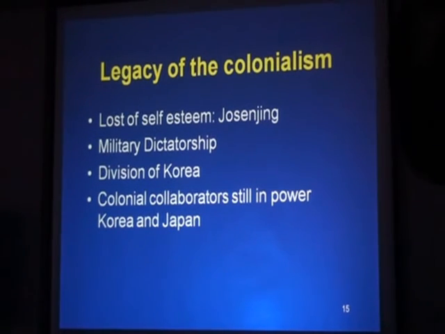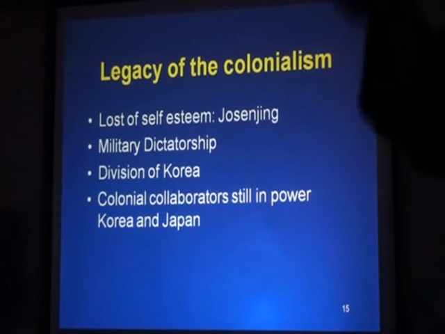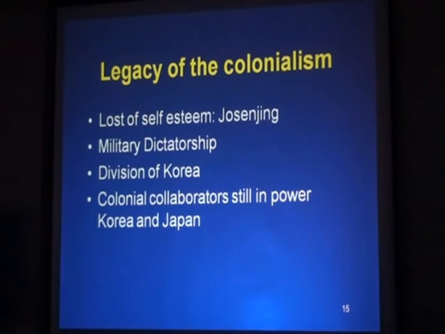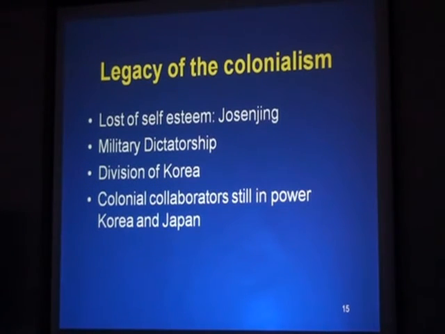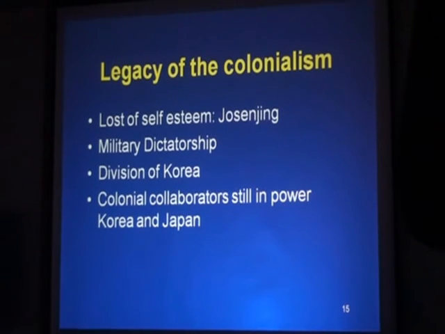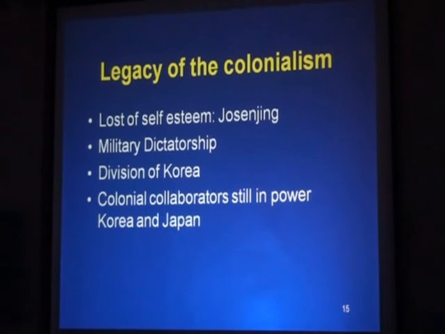So many of the children of past colonial collaborators are still in power. I can name some of them, including the current president. So that is the legacy we still cannot get rid of, because they have the power. They are distorting the history now, which is not allowed in Germany, for example. In Germany, if you advocate the war criminals of World War II, you are imprisoned.